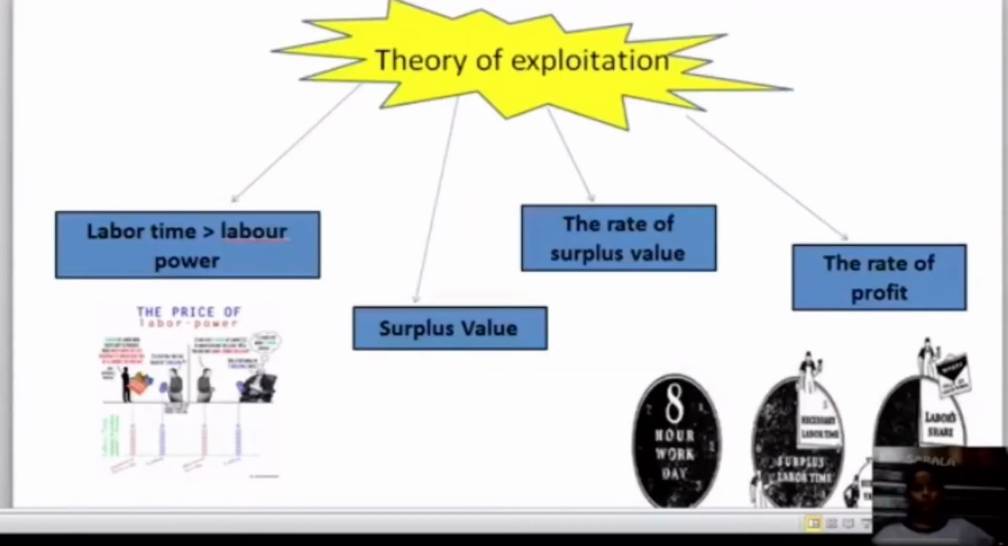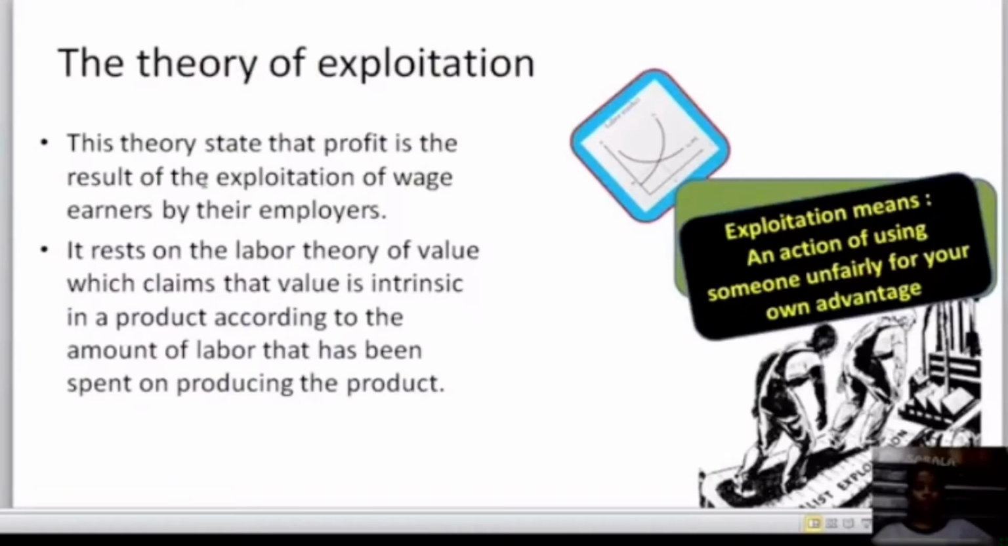Next, we see labor exploitation. The labor exploitation theory covers labor power versus labor time, surplus value, the rate of surplus value, and profit or the rate of profit. Exploitation means an action of using someone unfairly for your own advantage by purchasing a commodity that can create a value greater than its own. This commodity is labor power.